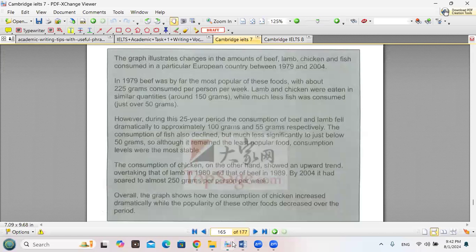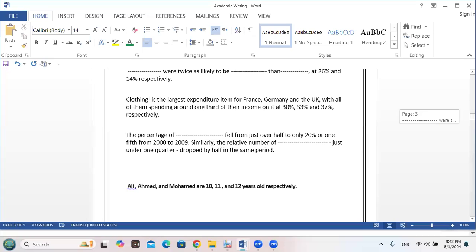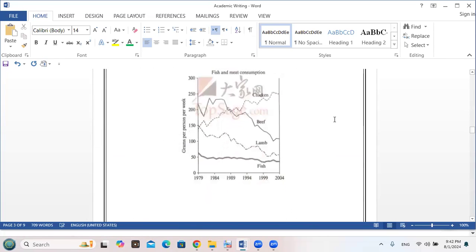If you'd like to use it here, we can use it here. In this graph, we can use it. We can use the word respectively when we speak about beef and lamb, because as you see, both of them were decreasing. So we can say, for example, both beef and lamb decreased gradually to, I can write, for example, about 110 and about 70 or 60 grams per person per week respectively.